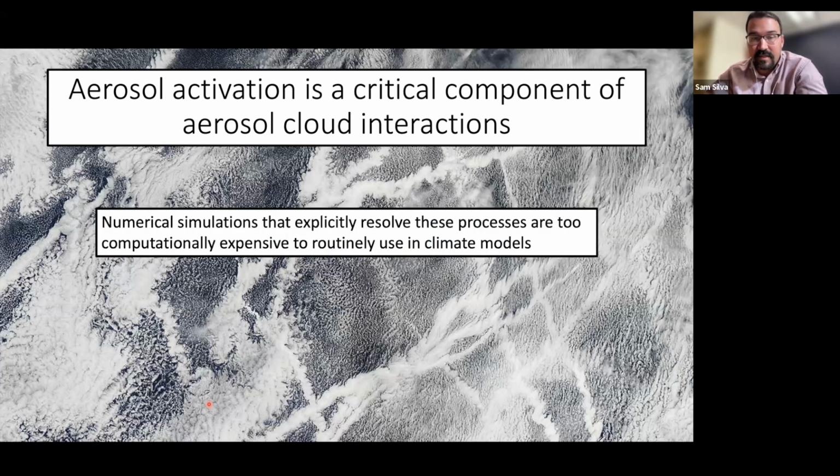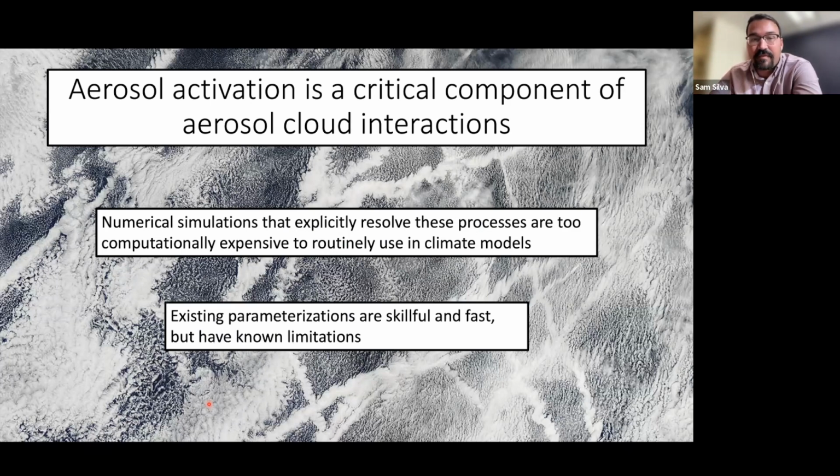It turns out that numerically simulating all of the processes relevant to aerosol activation, which occurs on the scale of an individual aerosol, where things like microscale surface tension and chemistry are very relevant, in a climate model with grid spacings of hundreds of kilometers is far too computationally expensive to be routinely used in global climate model simulations. And so instead, we've developed a variety of parameterizations. These parameterizations are skillful and fast, but there are known limitations.